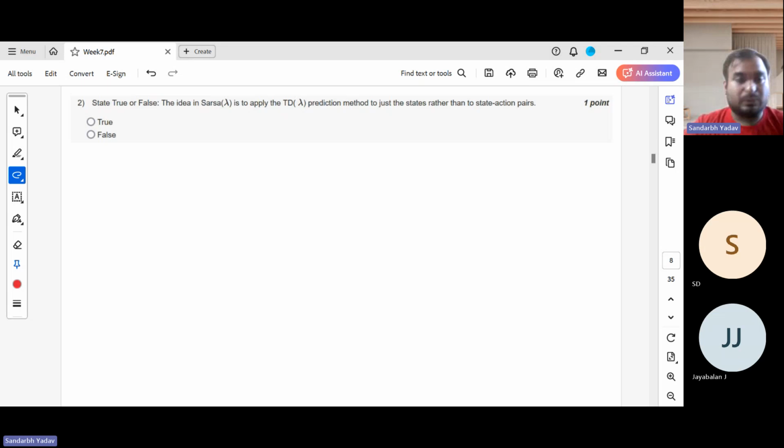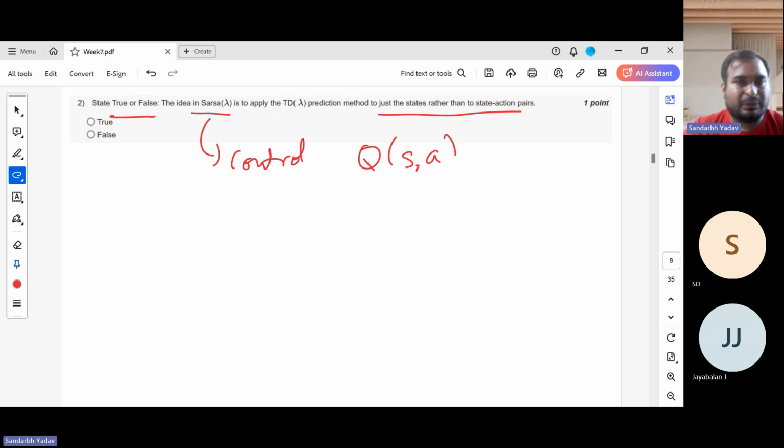Now moving to the second question. This is true or false. The idea in Sarsa lambda is to apply TD lambda prediction methods to just the states rather than the state-action pairs. Sarsa lambda is basically a control algorithm, right? And we do control through the Q function, and it involves state as well as action. So they are saying the reverse thing. Actually, in Sarsa lambda, we apply it to state-action pairs rather than the states. So this statement is completely false. I hope you agree with this.